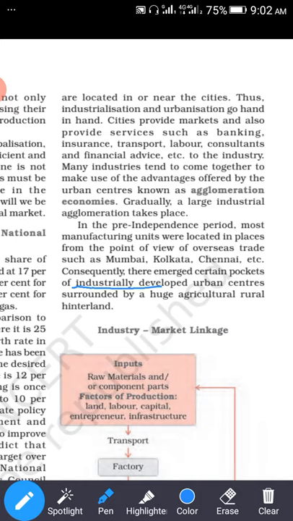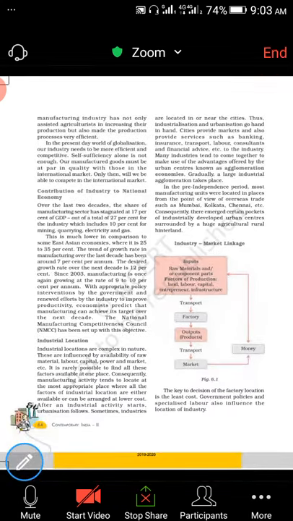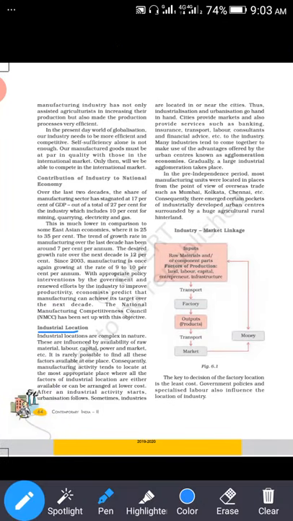So what it shows is that these places, the industrial agglomerations, are surrounded by huge agriculture and rural hinterland. What does it mean? It means they also need food items. The people living there obviously need labor, and they also need food items related to survival goods, which are available. So it is a developed place, and that place is the ideal location for the setup of any industry.